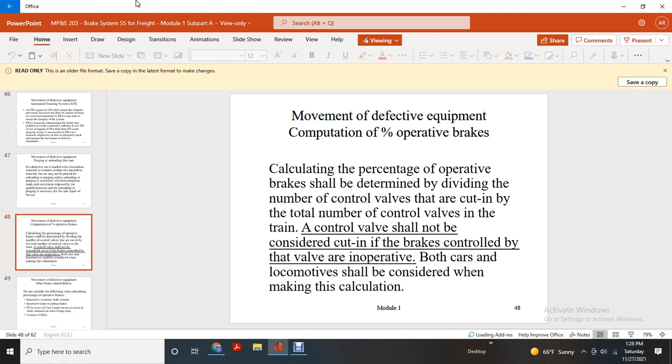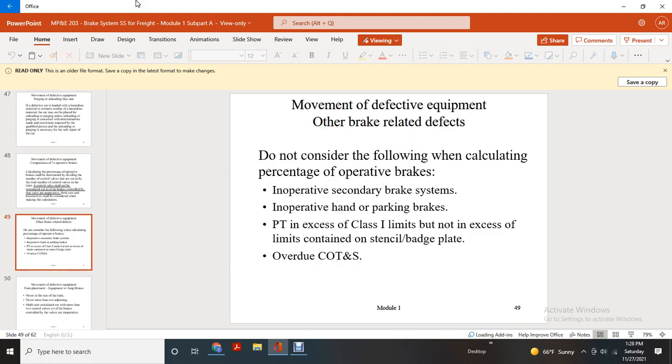Movement of defective equipment: other defective brakes do not consider the following in the calculation of the percent of operative brakes: an inoperative secondary brake system, an inoperable handbrake or parking brake, a PT within excess for class 1 limits but not excess for the limits contained with the stencil, badge plate, overdue COT and S.